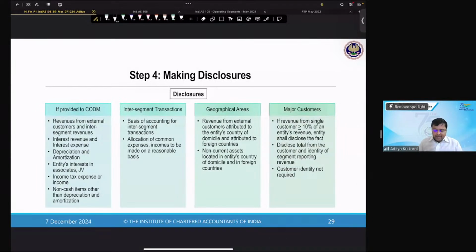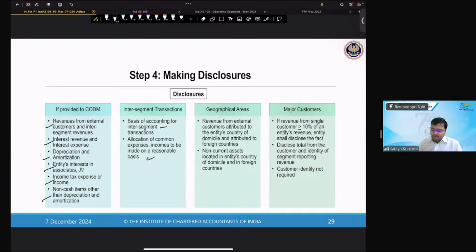Disclosures, if provided to the CODM: revenues from external customers and inter-segment revenues, interest revenue and expense, depreciation, amortization, interest in associates, joint ventures, income tax expense, and non-cash items other than depreciation and amortization. Inter-segment transactions, basis of accounting and allocation of common expenses and incomes are to be made on a reasonable basis.